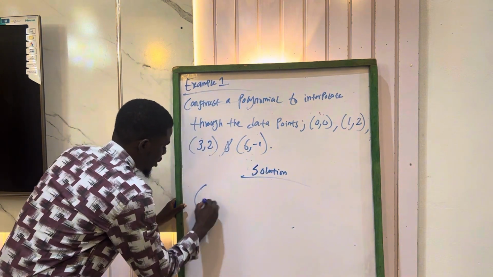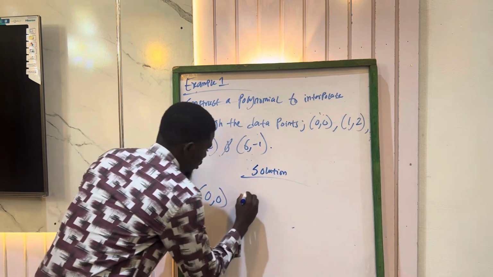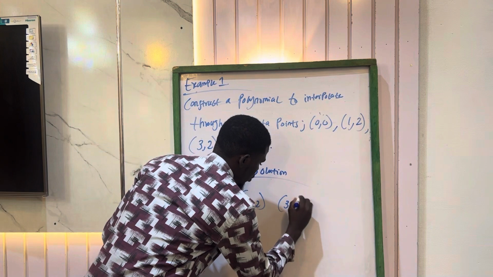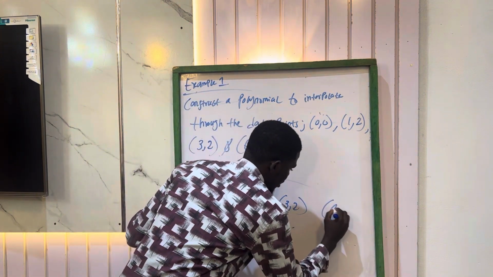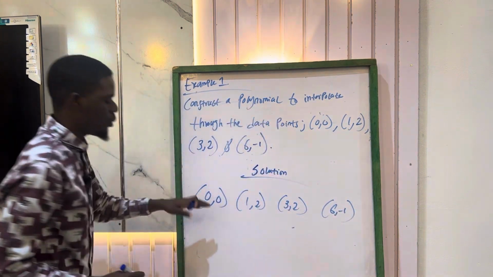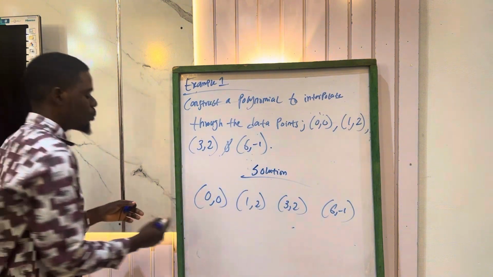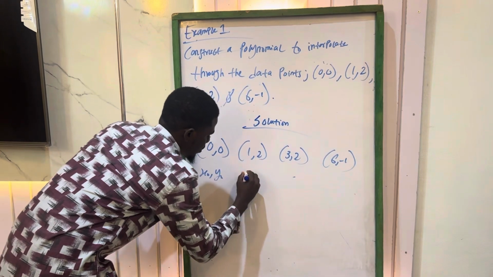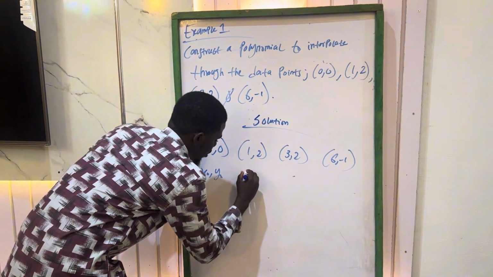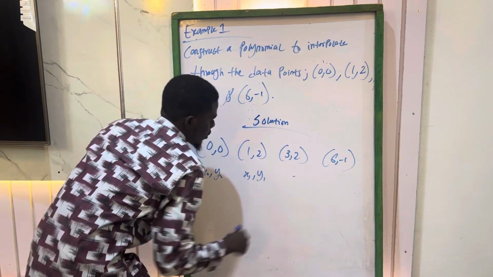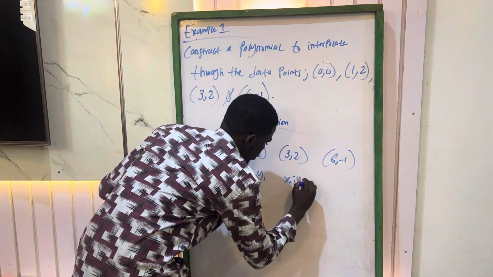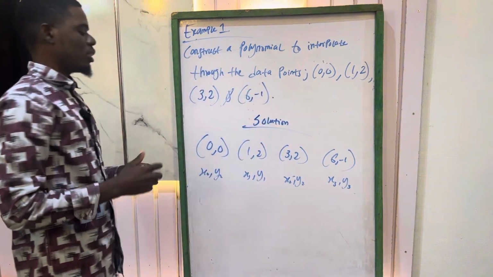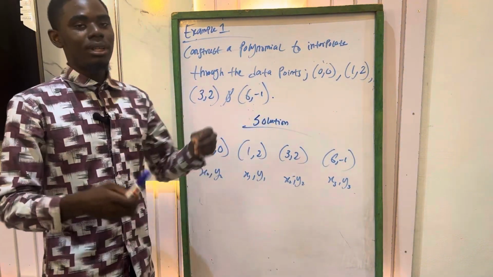So we have the points as follows: 0, 0, then we have 1, 2, then we have 3, 2, and then the last point that we have is 6, minus 1. Since this first point is our origin, we're going to assume that this point is our x naught, y naught, this next point is x1, y1, then this is x2, y2, and this is x3, y3.